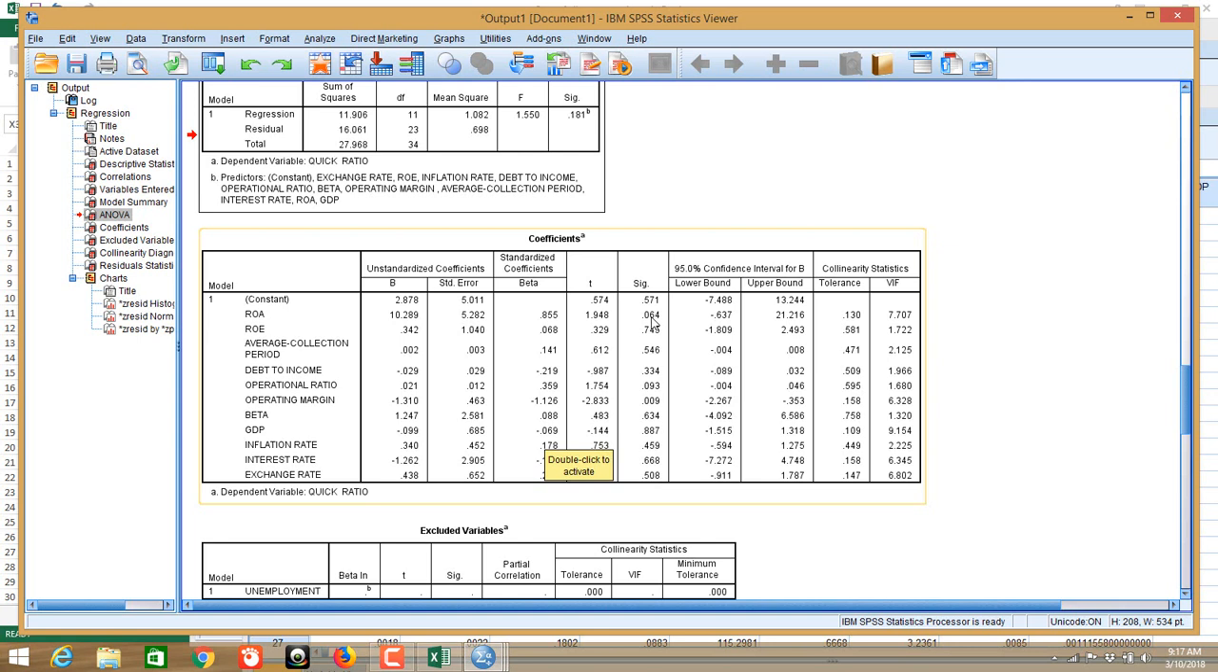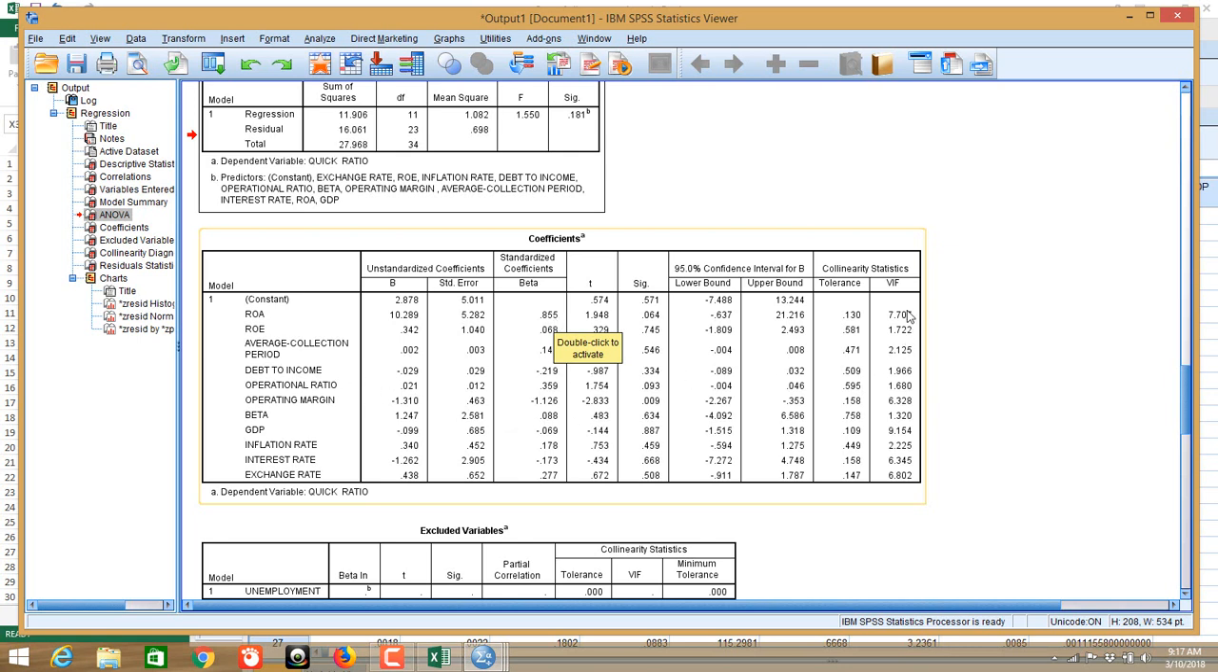Other variable here, which one? And then we have ROA is significant too. ROA is significant, and it's positive. Meaning, if your profit increases, your liquidity increases. Yeah, that makes sense, because when your profit increases, you have more cash. So when we have more cash, then definitely you have more reserve. So in this case, if you want to improve your liquidity, improve profit. Is it clear?